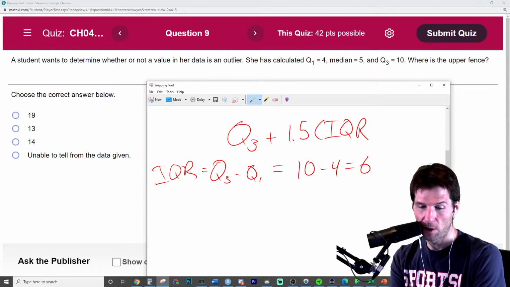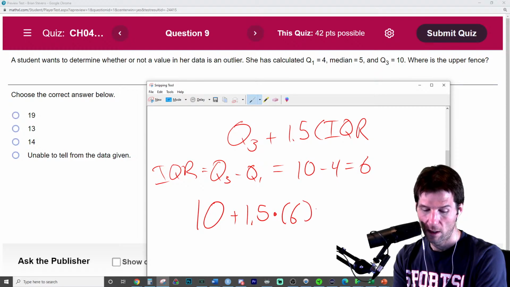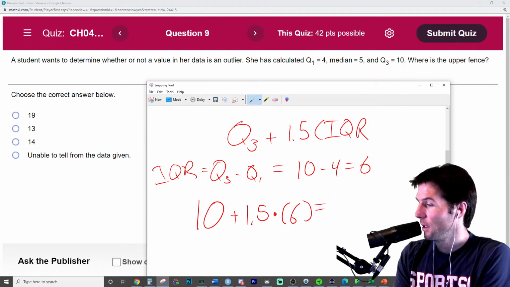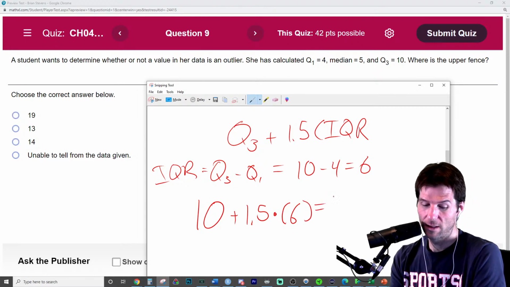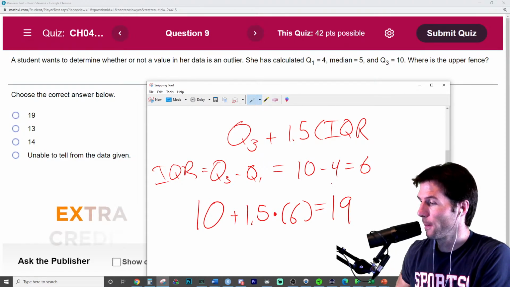And then we go here and we plug in what Q3 was. Q3 was 10. We're just solving that above formula. 10 plus 1.5 times 6. Wait a minute, is it 6? There it is. And that is equal to 19. 19. Throwing 100 points. Thank you everyone for working this problem right here.